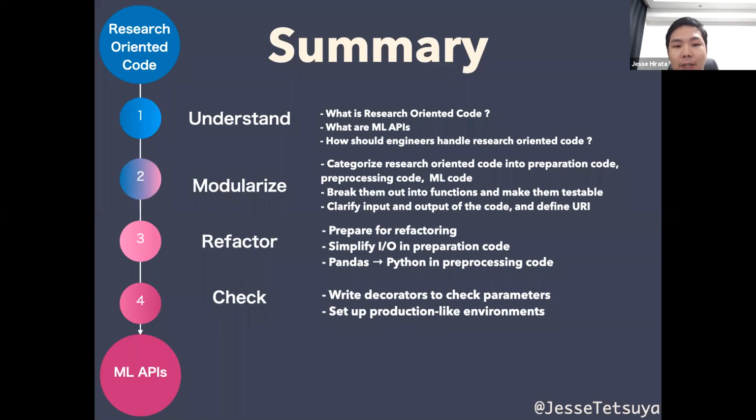And then thirdly, it is refactoring. After preparing for refactoring, simplify IO code in preparation code and change coding style to pandas in the Python-only code in the pre-processing part. Lastly, write the code to check whether it works correctly by implementing decorators and then setting up a production-like environment.